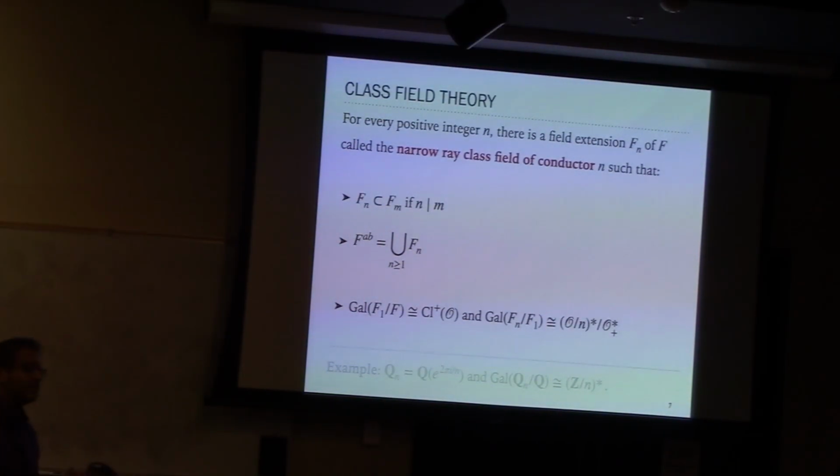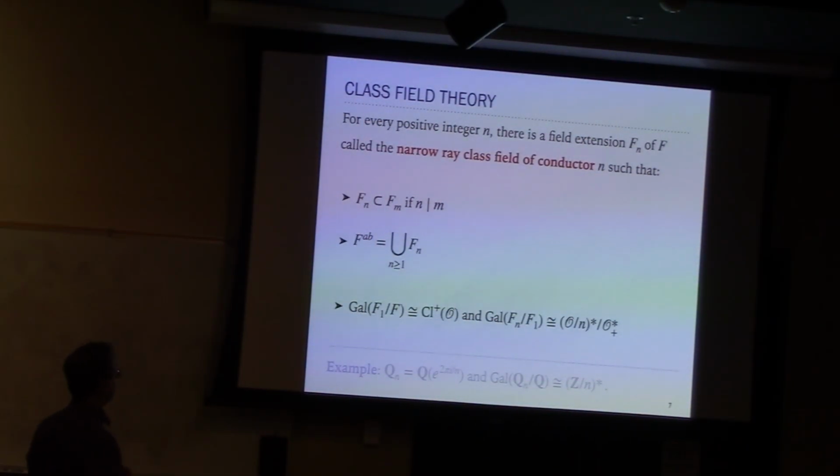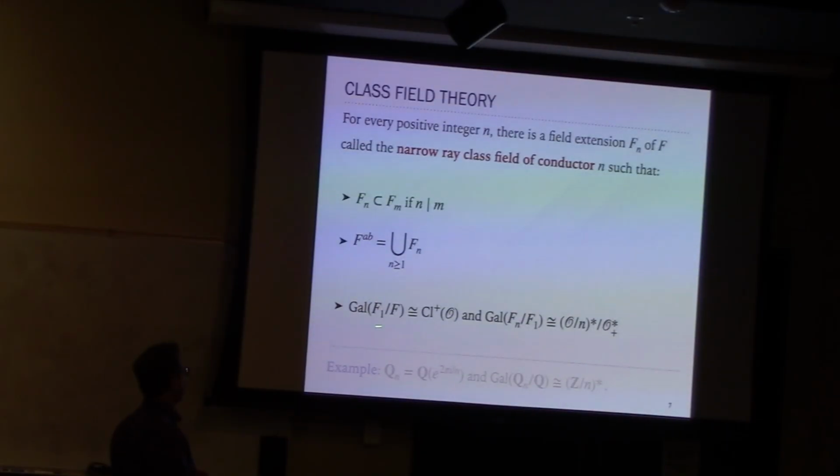Okay? And they're nested in the same way that if n divides m, then Fn is contained in Fm. And then the most important part of the theorem is to tell you how big Fn is, more specifically what the Galois group of Fn over F is. And so I won't tell you what that is, but I'll tell you sort of what the Galois group of F1 over F is, which is the narrow class group.